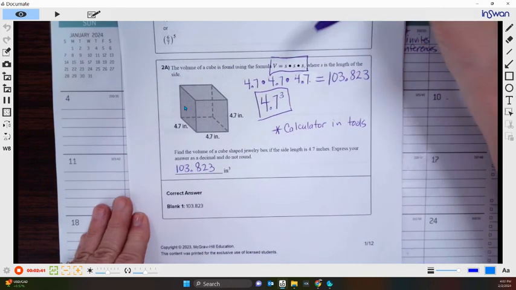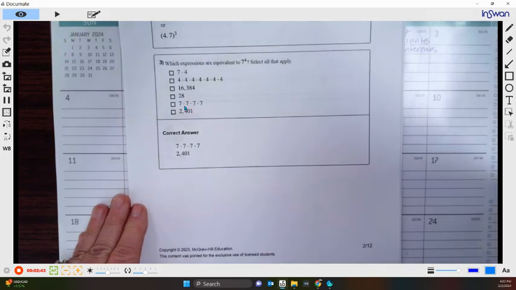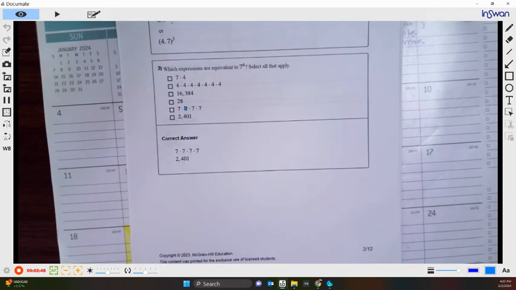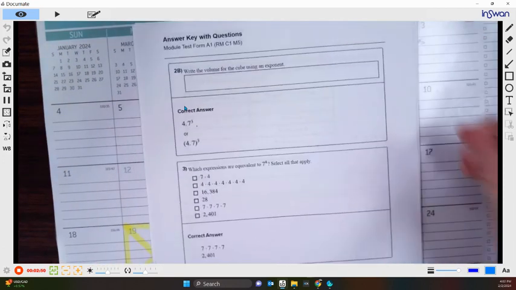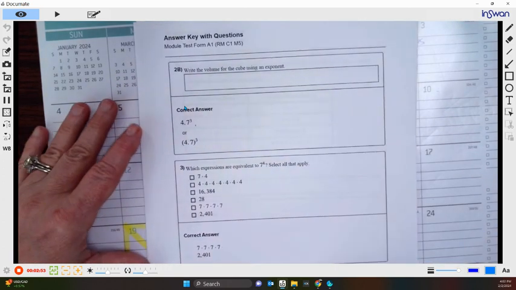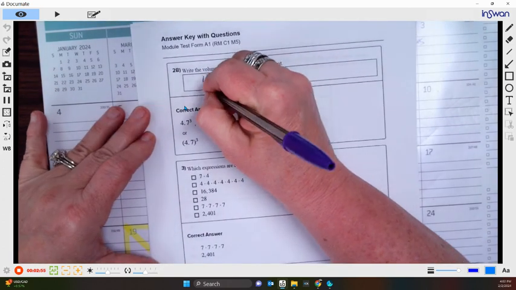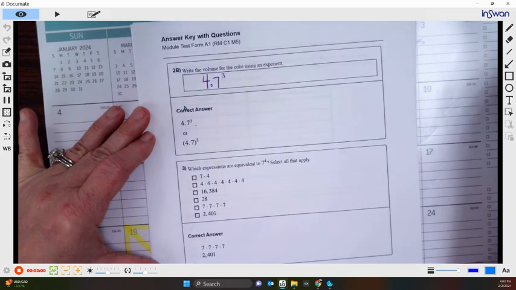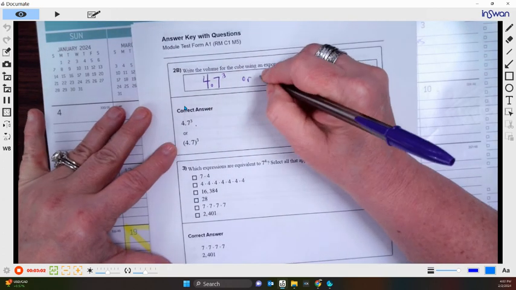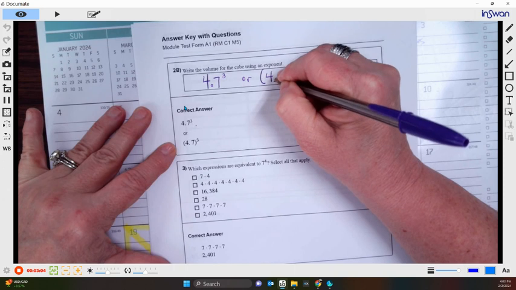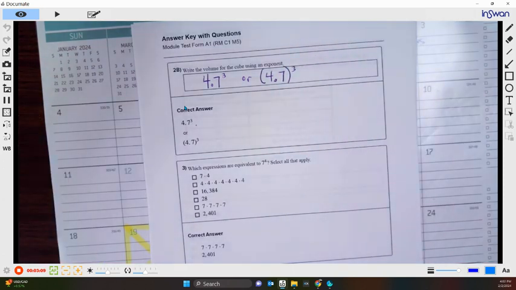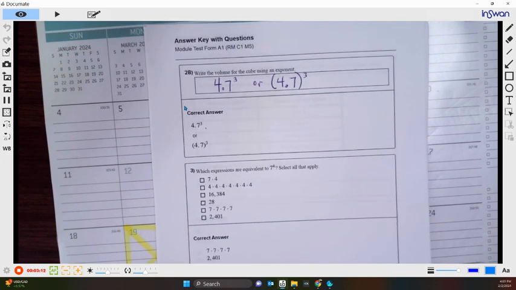And on part 2B, they have you writing it using an exponent. So that would be just simply 4.7 raised to the third power, because that is a decimal, or you could have written the quantity of 4.7 to the third power. That's all there is to that. Pretty simple. Just repeated multiplication of the same factor 3 times.